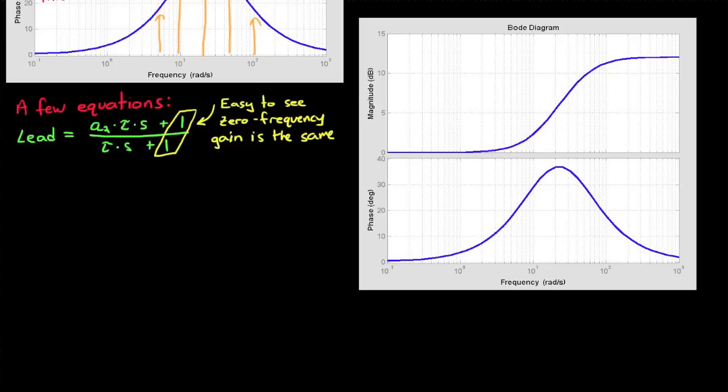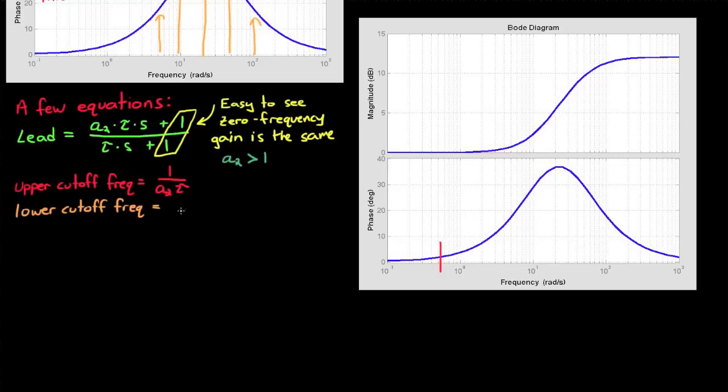And of course, in order for this to be a lead compensator, A squared has to be greater than 1. If it's less than 1, then it's a lag compensator, but we'll talk about that later. And you can determine the upper cutoff frequency with this equation, which is approximately where the gain and the phase start to head upward, and the lower cutoff frequency with this equation, which is the tail end of the phase and where the gain starts to flatten out.